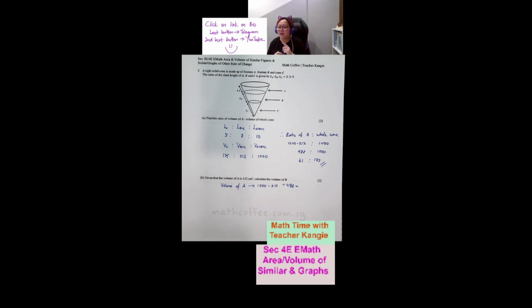So clever. Yes, okay, look at the alphabet. C and B plus C. So I'm going to take 512 minus the 125, then I will be left with the frustum B. Good. Okay. So my volume of B, we know that we have to take 512 minus 125, that gives us 387.